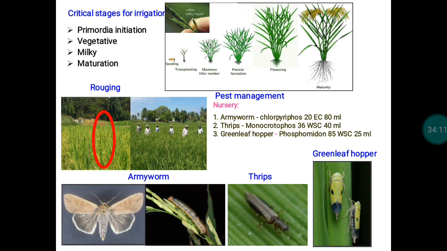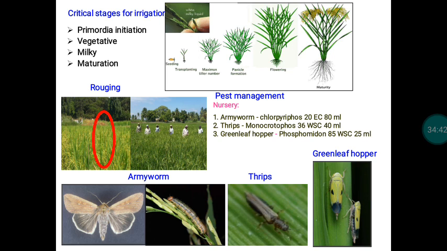Then irrigation is another very, very important operation, because we are cultivating this crop for seed purpose. So we have to provide an adequate amount of water during the critical periods. If you are not able to ensure availability of water during critical periods like primordial initiation, vegetative, milky and maturation stage, ultimately the quality of the seeds gets affected.